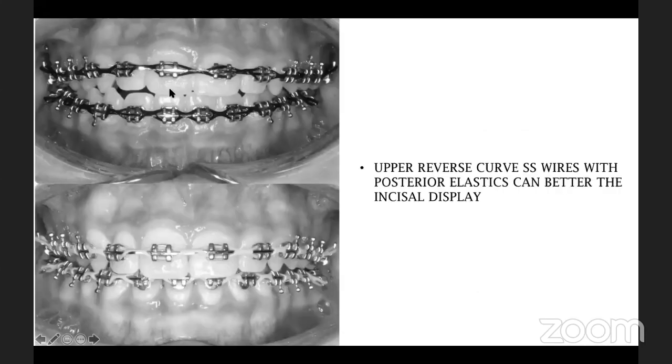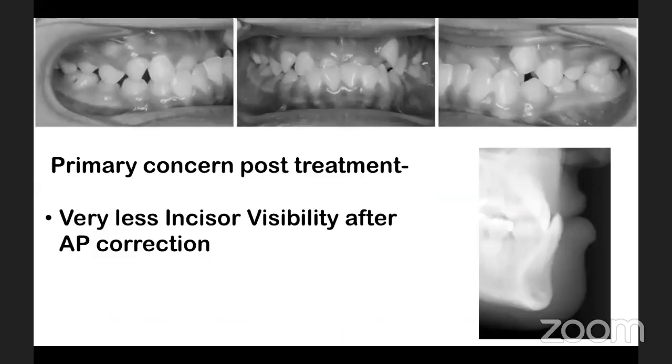What I do in such cases is I use a reverse curve of Spee wire on the upper, which will extrude the front teeth and create an open bite situation. This can be countered by the use of V elastics or any kind of elastics that you want to use in order to not let the bite open posteriorly. So what you're basically intending to do is extrude the upper incisors to gain some incisor visibility in such class 3 cases once you jump the bite, which is very important. So this is how I treated this particular case.